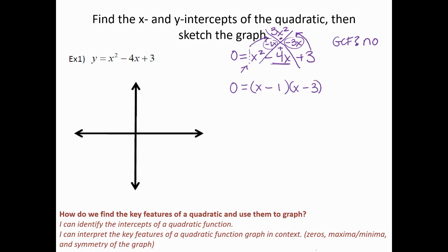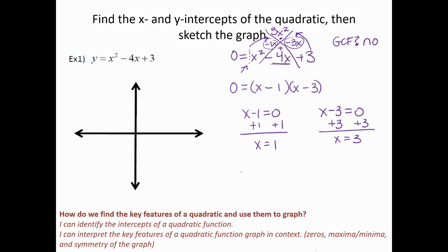At that point, we're ready to go ahead and solve. Since it equals 0, we take each parenthesis and set it equal to 0. Then I'm going to solve. So add 1 to both sides, I get x = 1. And on this one, add 3 to both sides, and I get x = 3. So those would be my x-intercepts, and I'm going to use those to help me graph in just a second. But first, we still have to find the y-intercept.